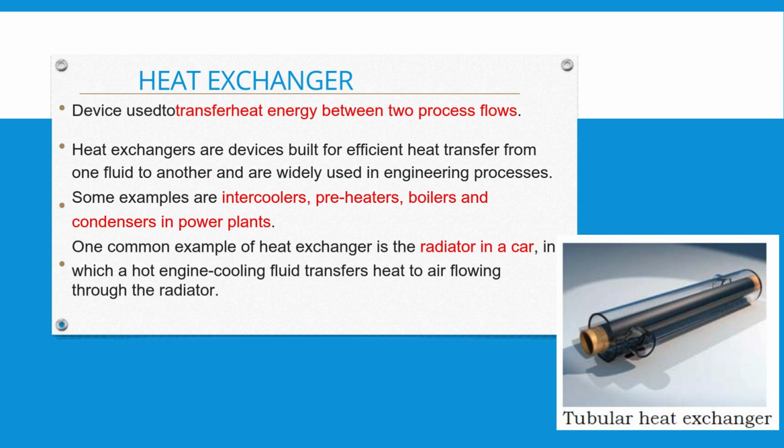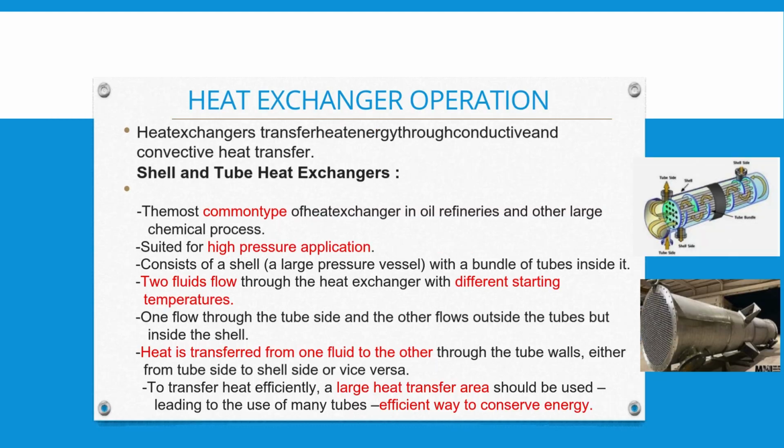Heat exchangers are devices built for efficient heat transfer from one fluid to another and are widely used in engineering processes. Some examples are intercoolers, preheaters, boilers and condensers in power plants. One common example of heat exchanger is the radiator in a car, in which a hot engine cooling fluid transfers heat to air flowing through the radiator. Heat exchangers transfer heat energy through conductive and convective heat transfer.